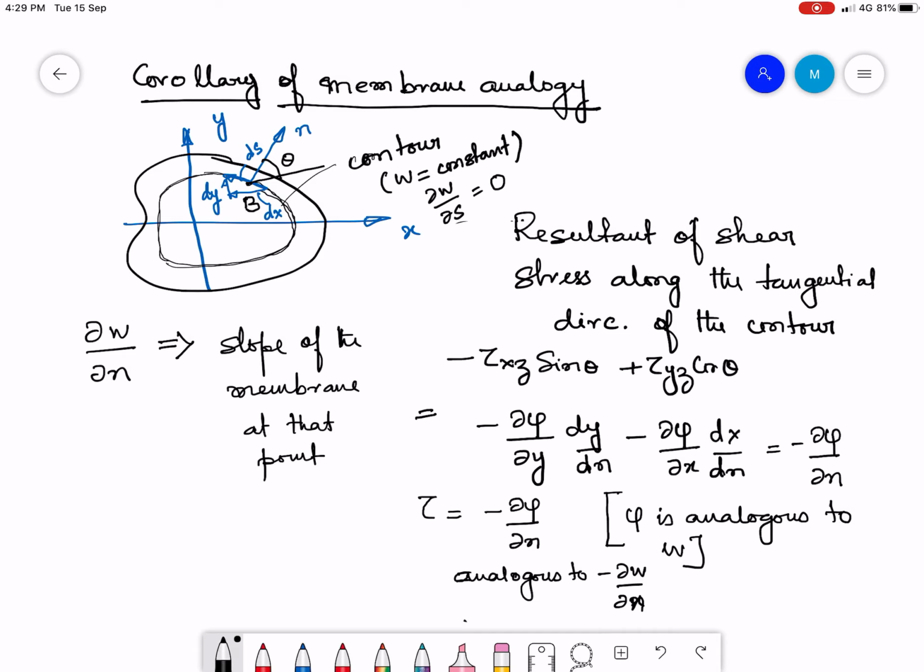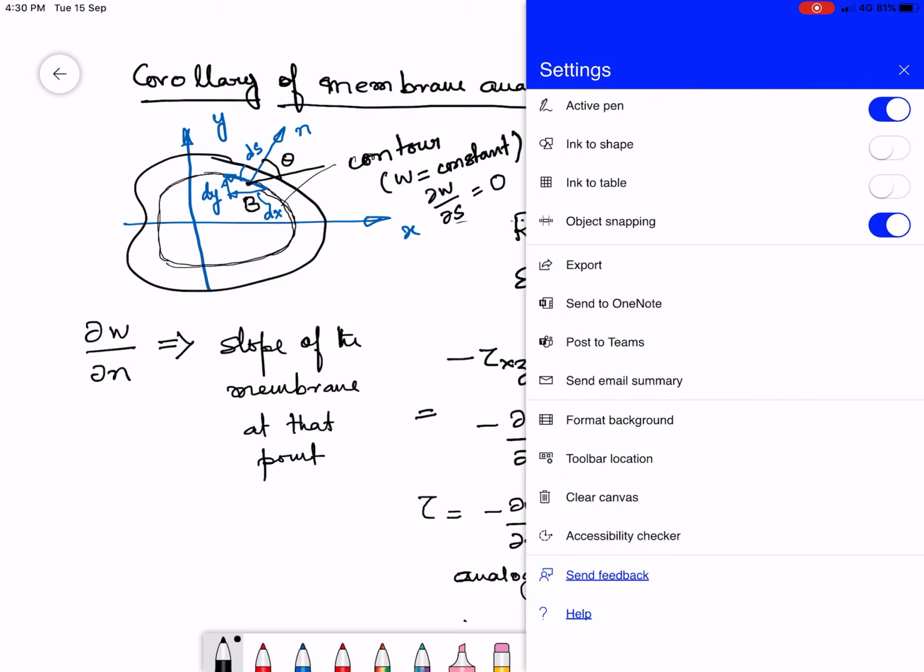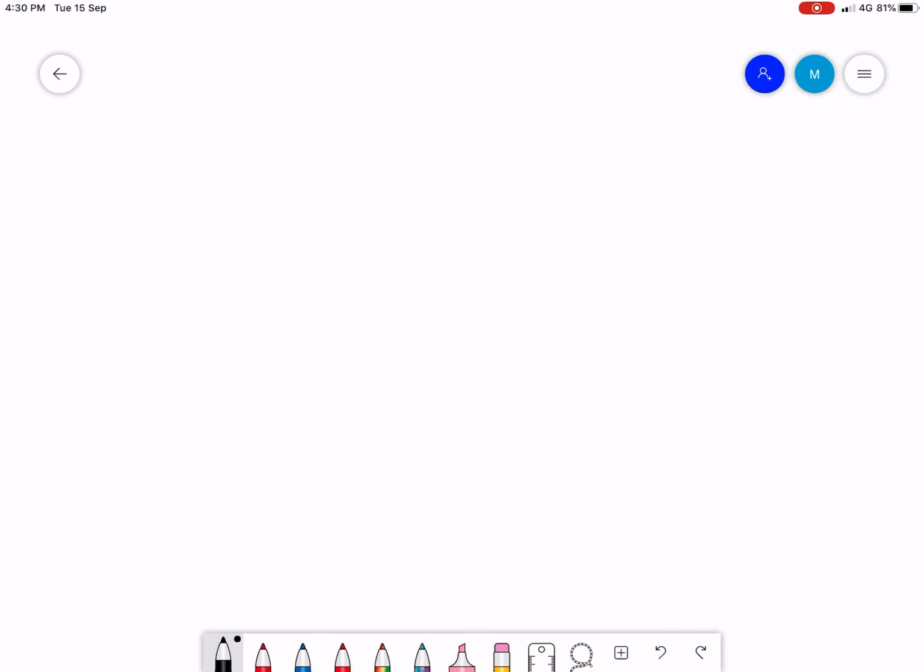Okay. So, with this we are going to move into the next corollary, that is to find out the relation between the torque and the deformation of the membrane. Okay.